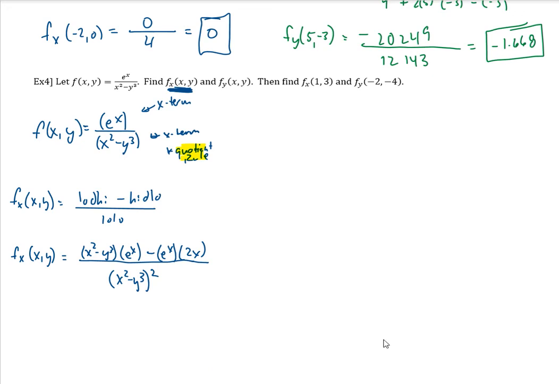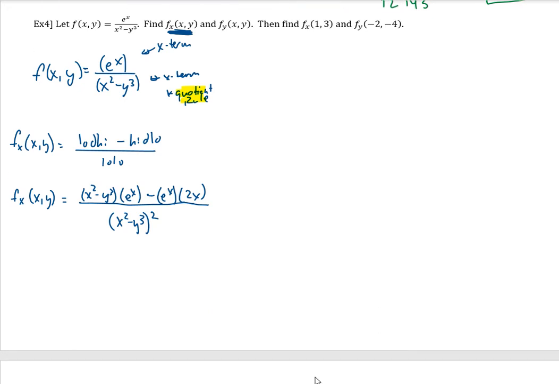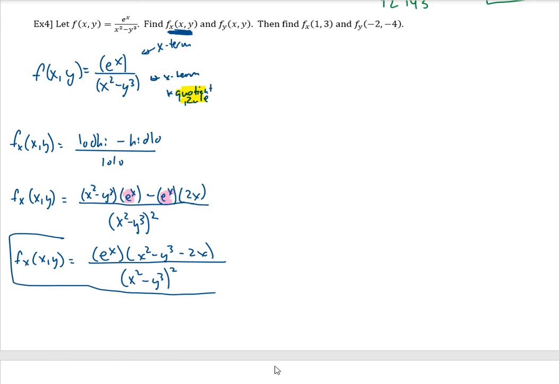Okay, and then now we would just kind of clean this up. If there's anything to clean up, it looks like we could just factor out an e to the x. Okay, so let's go ahead and take that out. So we have our partial derivative with respect to x is equal to e to the x factored out, and then we're left with x squared minus y cubed minus 2x all over x squared minus y cubed squared. Okay, so the quotient rule still applied here.